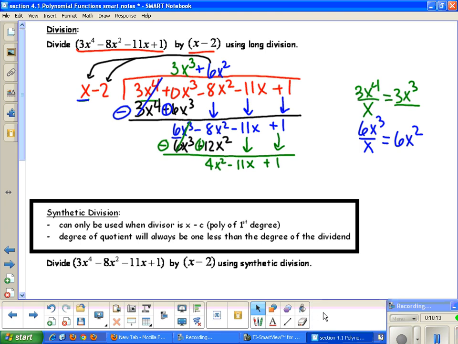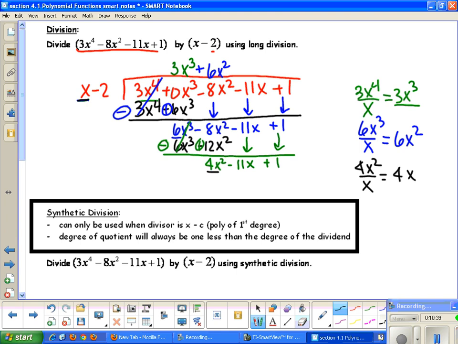And then I'm going to erase the arrows that I drew there, because now we're going to do the next one. Now I am trying to see how many times this x goes into 4x squared. So I'm going to do my math off to the side. 4x squared divided by x gives me 4x. I have to line that up with my linear term, so it's positive, so plus 4x.